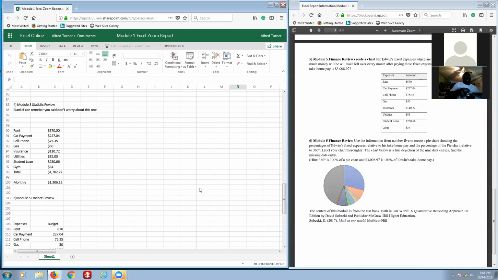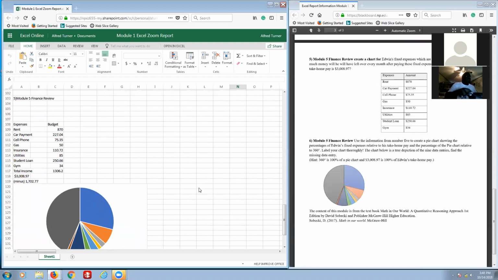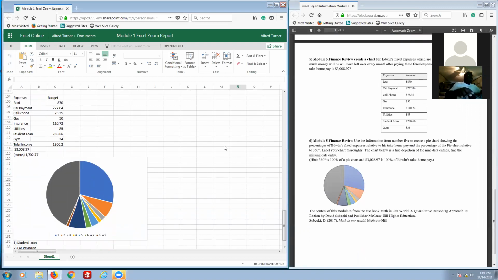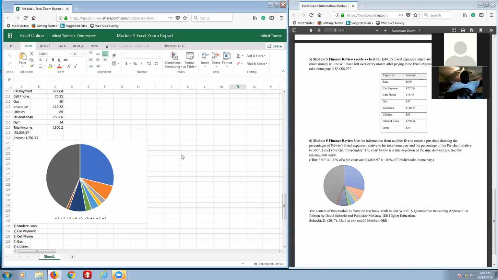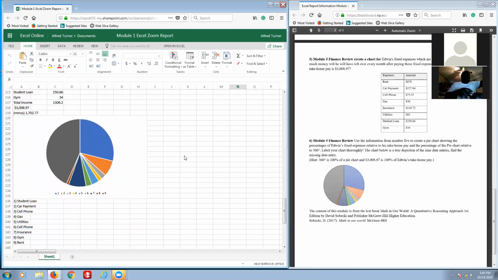And number 6, I'm pretty sure they wanted me to do a pie chart using the information from number 5. Yep, same one. Create a pie chart showing the percentage of every expense. The only thing I did was highlight my numbers, and it showed a budget. You see the blue with student loan, the car payment, etc. I got it all broken down inside the pie chart.